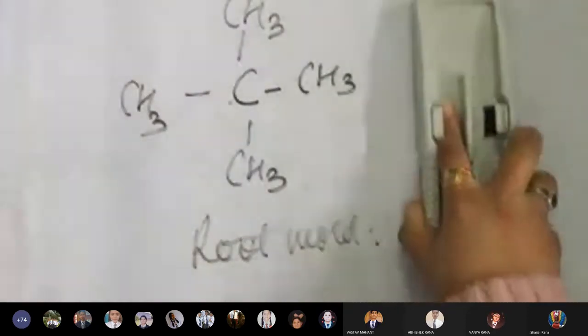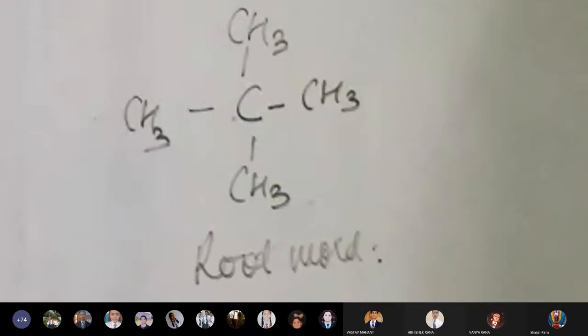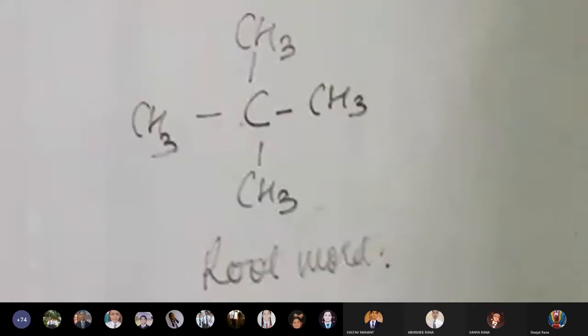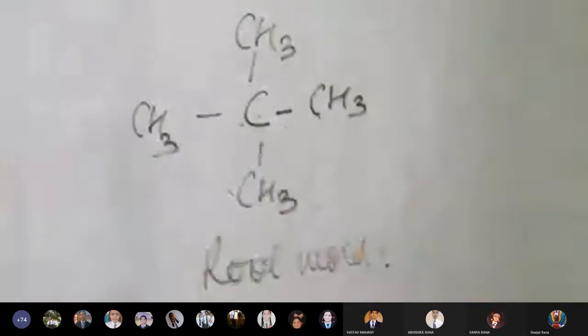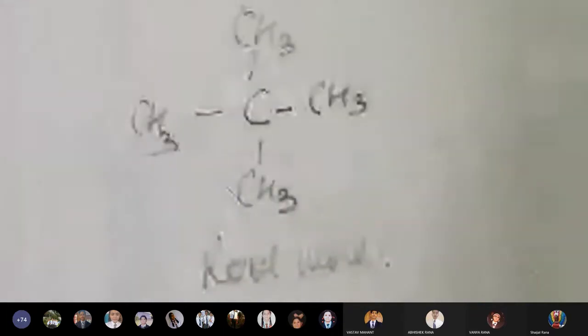Since Vanya was asking meth or pent, I have told you this: you have to select the chain. That means you have to work yourself and number these carbons. It does not mean that if 1, 2, 3, 4, 5 carbons are present, it will be pent or meth. That I have never told you.